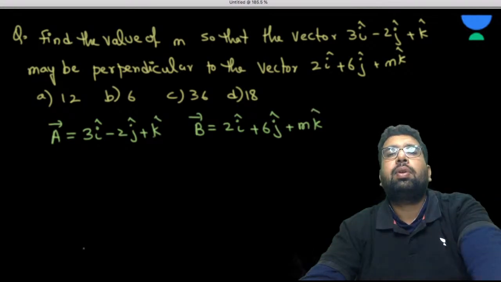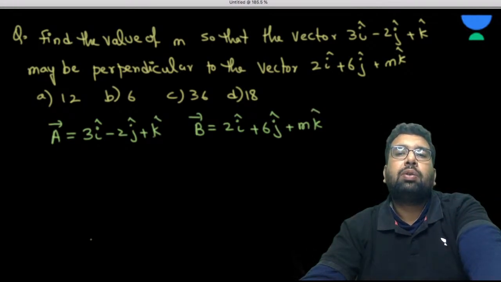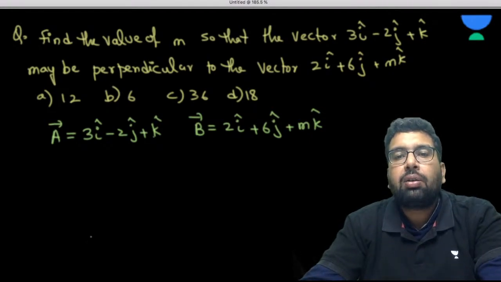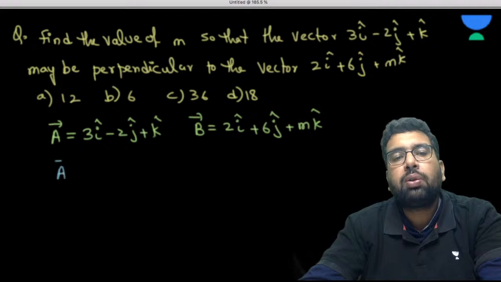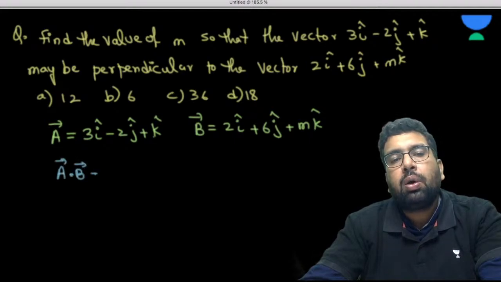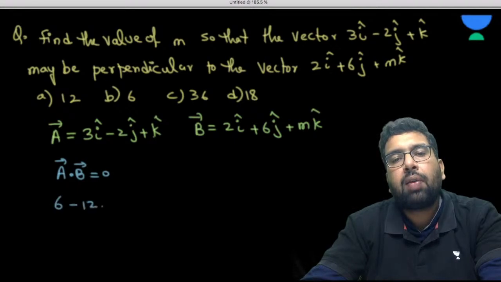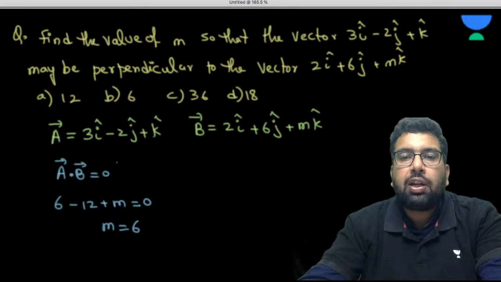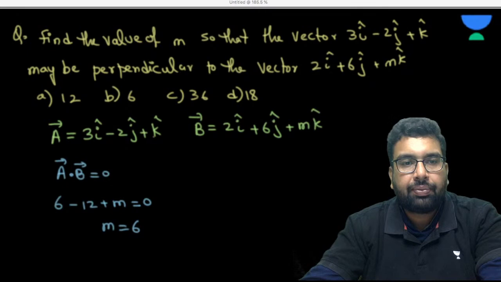Okay, anyway, so let's come to the point. So we have, let's suppose, two vectors. One vector is 3 i cap minus 2 j cap plus k cap, and B vector is 2 i cap plus 6 j cap plus m k cap. If these two vectors are perpendicular, the dot product of these two is going to be 0. So it will become 6 minus 12 plus m is equal to 0. So from here, m is equal to 6. See how? Just i to i, j to j, and k to k. Simple. Okay, now let's try one more.